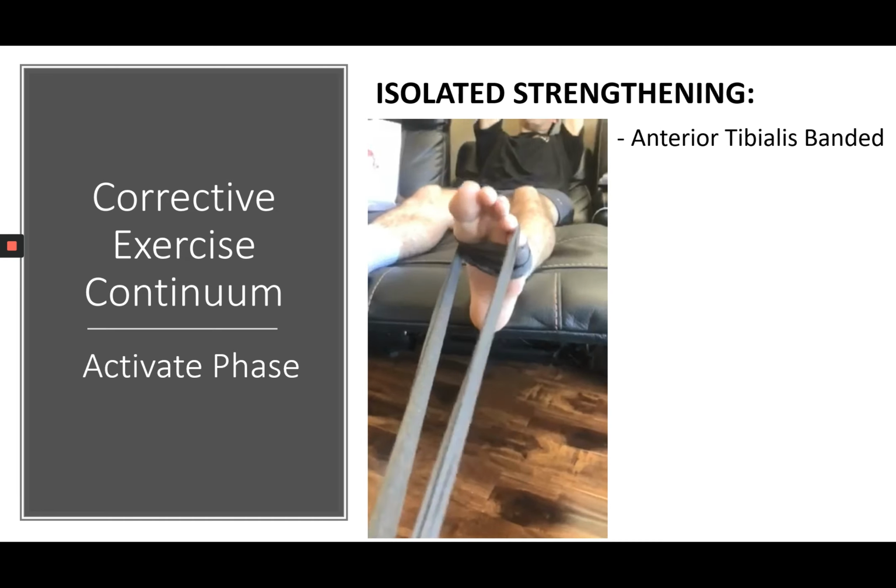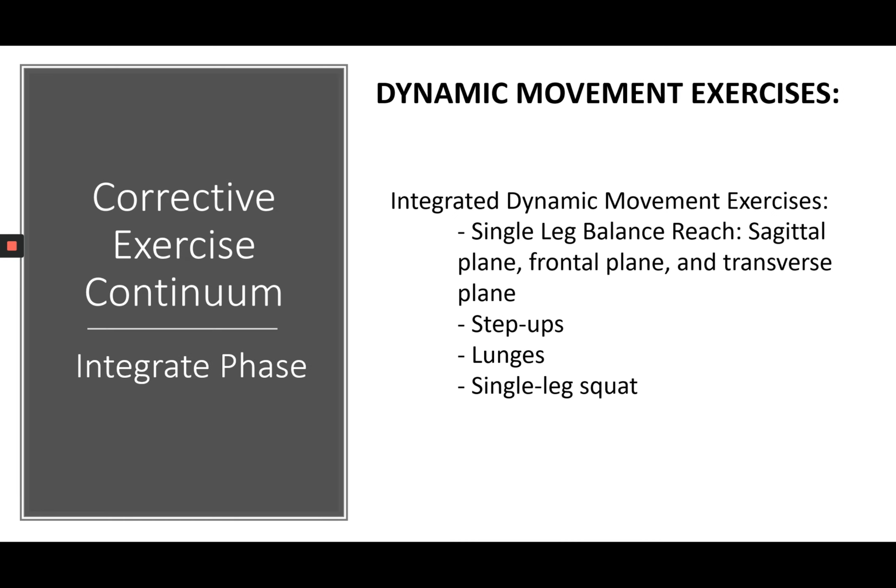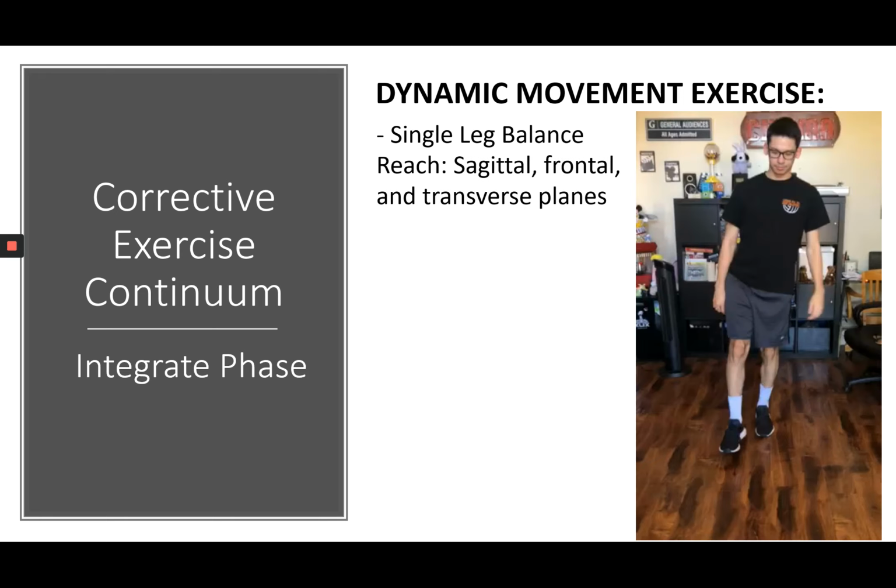So the last phase is called the integrate phase, which includes integrated dynamic movements that really incorporate the whole body. So the enhanced function of the whole body and control of your body using synergistic functions and all kinds of plane movements, unilateral and bilateral stances, concentric, eccentric, isometric exercises. So we did the single leg balance reach, step ups, lunges, and the single leg squat.